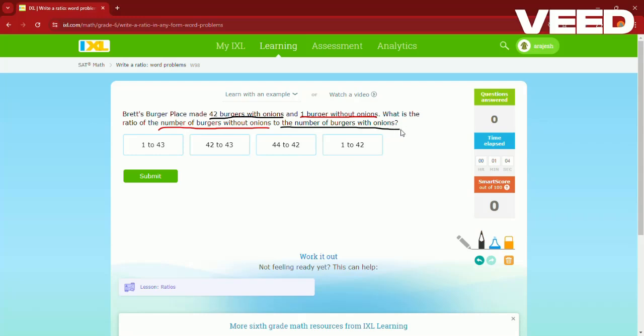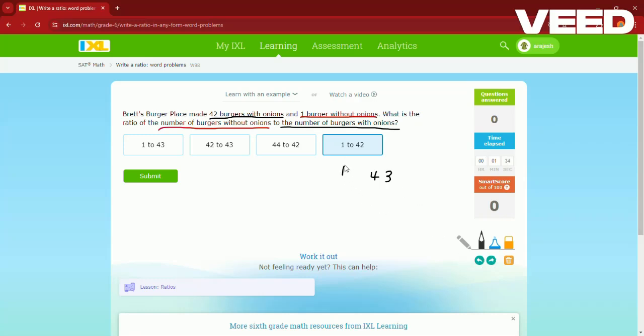So if it were total, it would just be like 41 plus 2. It would be 43. But that's not smart because that's not what the question is asking. It said, what is the ratio of the number of burgers without onions to the number of burgers with onions? So if you want to maximize your opportunity for getting this right by reading the question, you gotta do it like this.